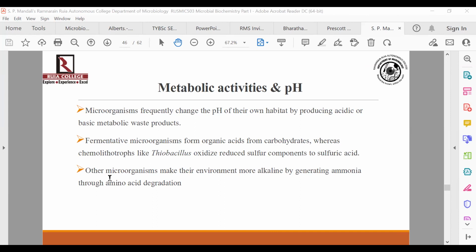Other organisms normally tend to make their environment alkaline because they are degrading nitrogen-based compounds like nitrogenous bases or amino acids or some other nitrogen-based compounds, by which they are generating amines and ammonia, which all make the pH alkaline.